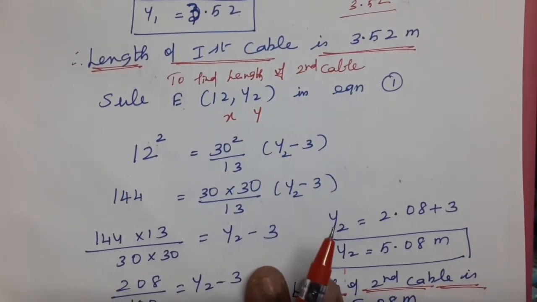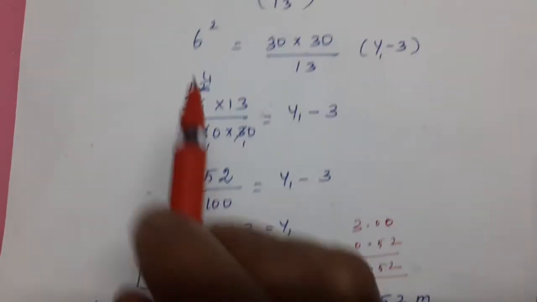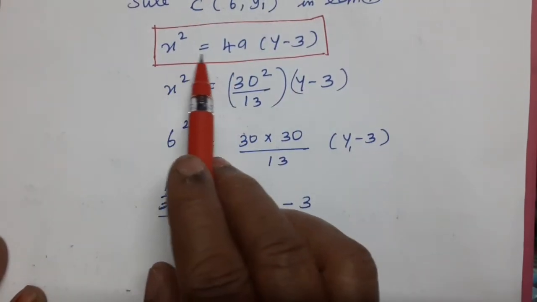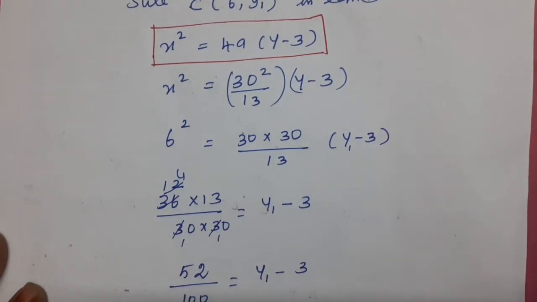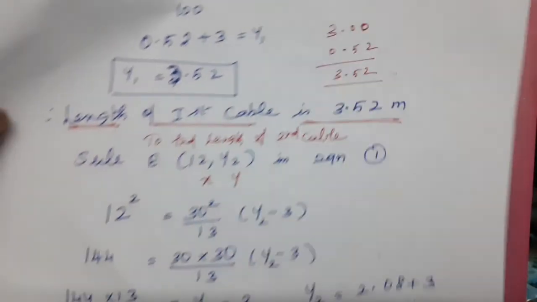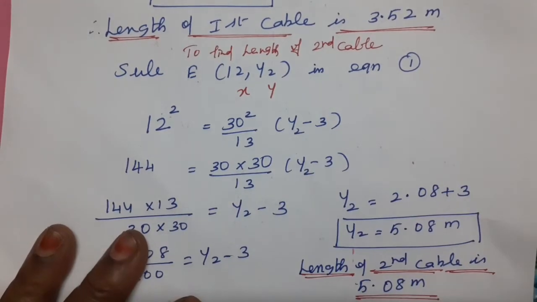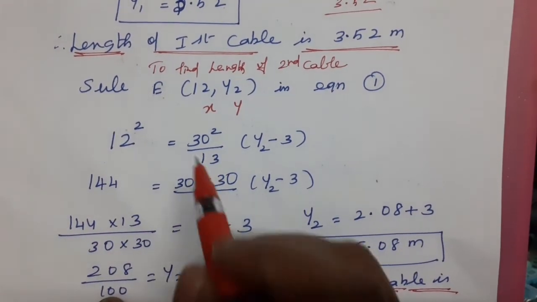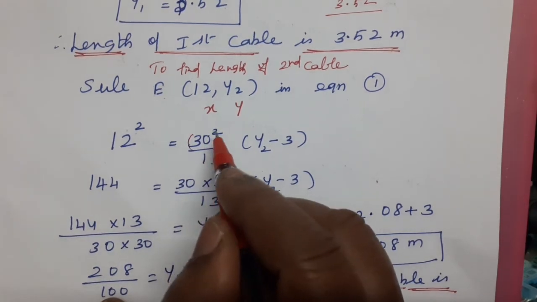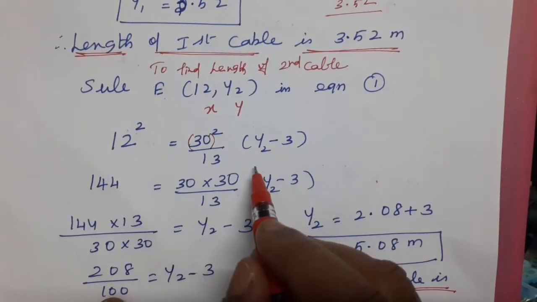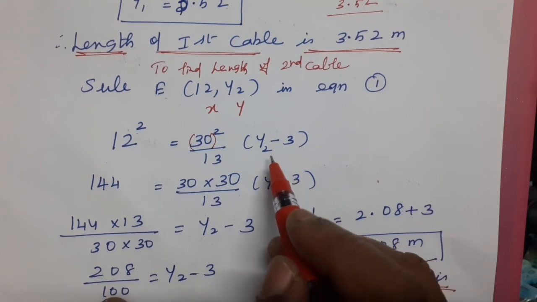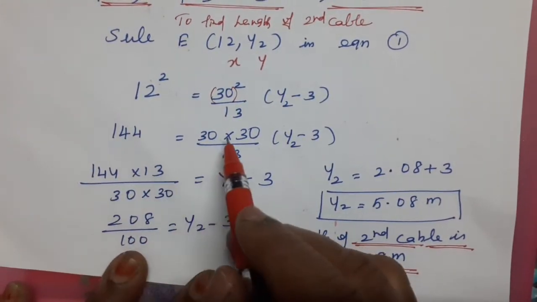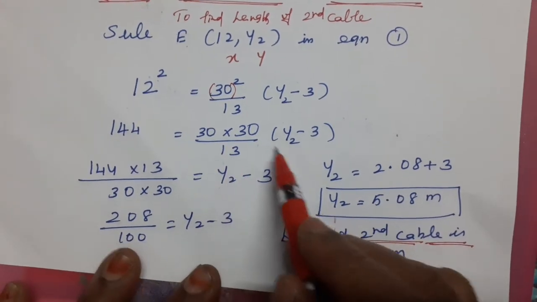So what is equation 1? X square equal to 4a into y minus 3. So substitute 12 instead of x: 12 square equal to 30 by 13, since 4a is 30 square by 13, into y2 minus 3. y2 is the length of the second cable. 12 square is 144, equal to 30 into 30 by 13 into y2 minus 3.